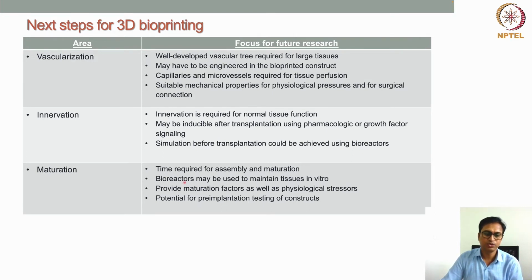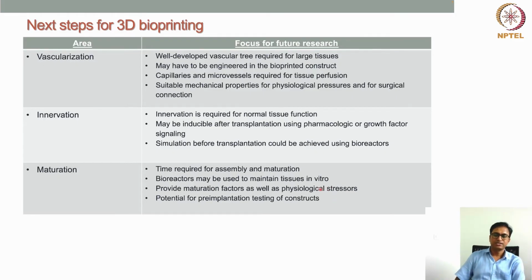The bioreactors are used for different purposes, like to provide a dynamic culture condition, to simulate the physiological loading, unloading, stretching, and also, suppose, some signaling. All these things can be given in the bioreactors. So those things are done mostly by using some types of bioreactor, and thus bioreactors are very important for maintaining the tissues in vitro and for further maturation. They provide maturation factors as well as physiological stressors.